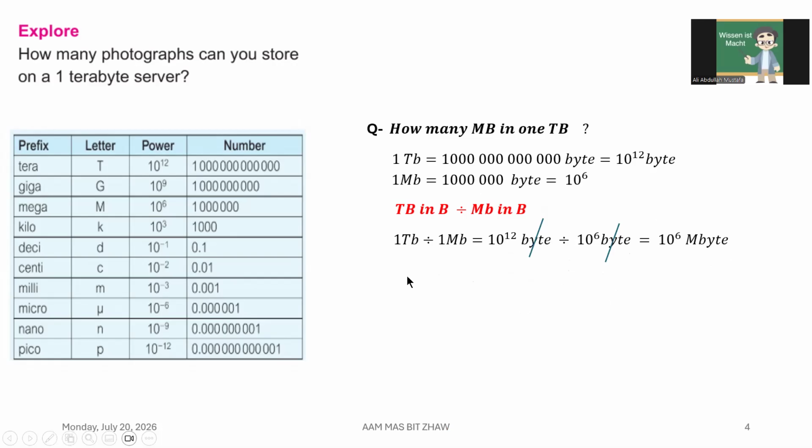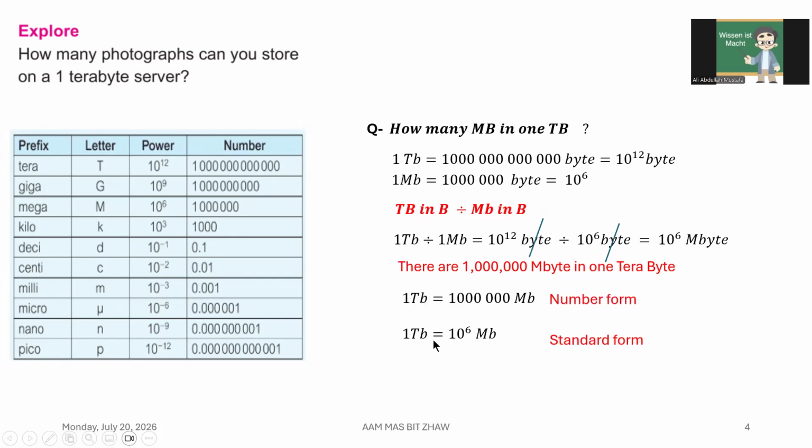So 1 terabyte have 10 to the power 6 megabytes. How many megabytes are in the terabyte? 10 to the power 6 megabytes. Okay, there are 1 million megabytes in 1 terabyte. This is how it is written. 10 to the power 6 stands for the megabyte. Million, this is 1 million megabyte. You read this like that: 1 terabyte have 1 million megabyte, okay?